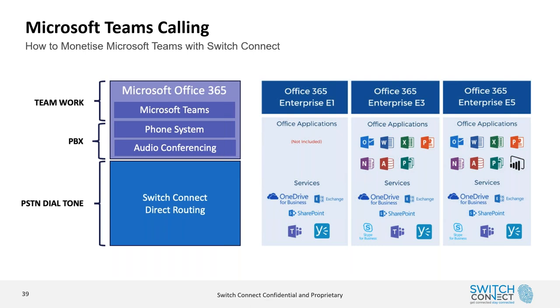On top of that, so that's from the Microsoft license perspective, you then need a calling plan option from Switch Connect in order to connect you to that phone system. That calling plan allows you to migrate your existing numbers from your current provider to map in, so you don't need to change your numbers moving forward.